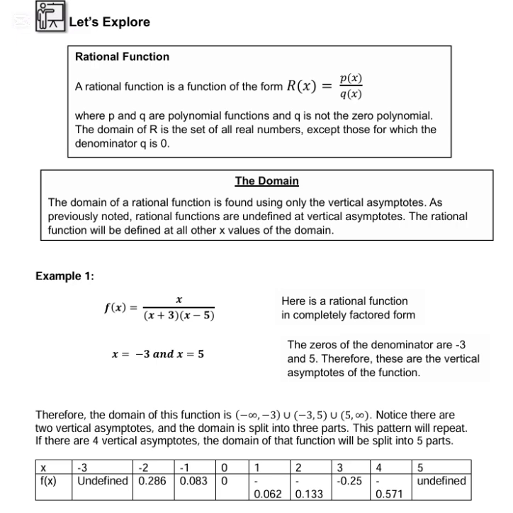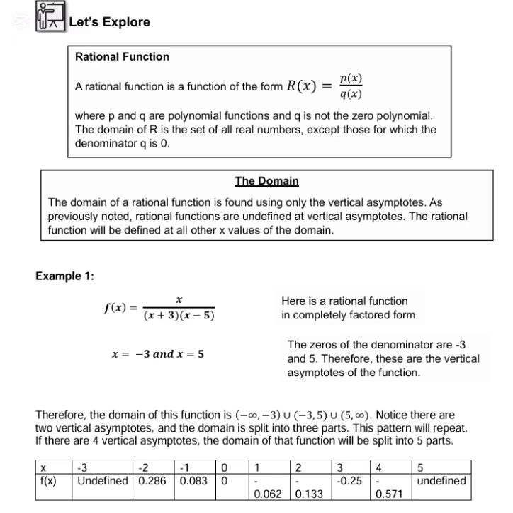Briefly, let's discuss what a rational function is. A rational function is a function of the form r of x equals p of x over q of x, where p and q are polynomial functions and q is not the zero polynomial. The domain of r is the set of all real numbers except those for which the denominator q is 0.